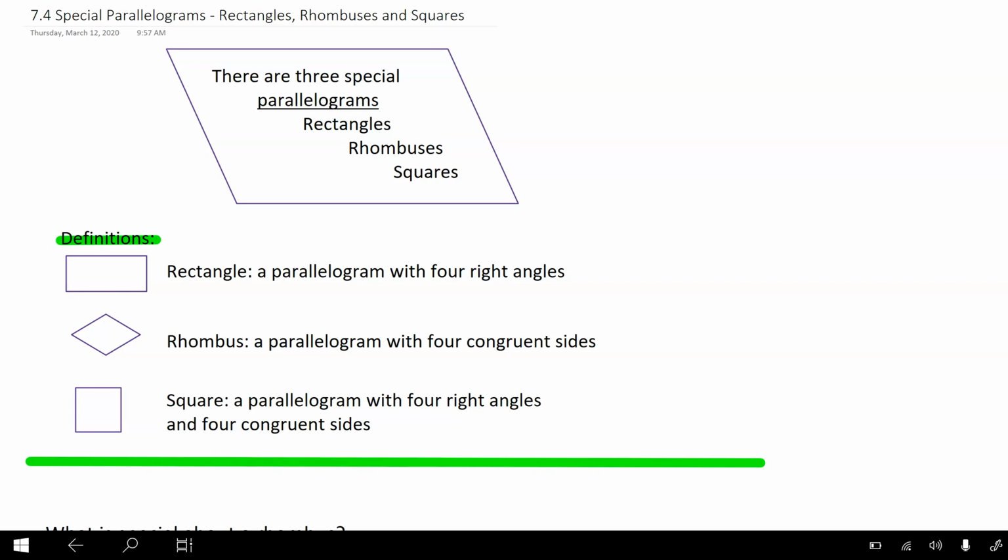Okay, this is lesson 7.4. We're going to be talking about special parallelograms, which are rectangles, rhombuses, and squares. These are the three special parallelograms that we talk about. We want to start with their definitions.